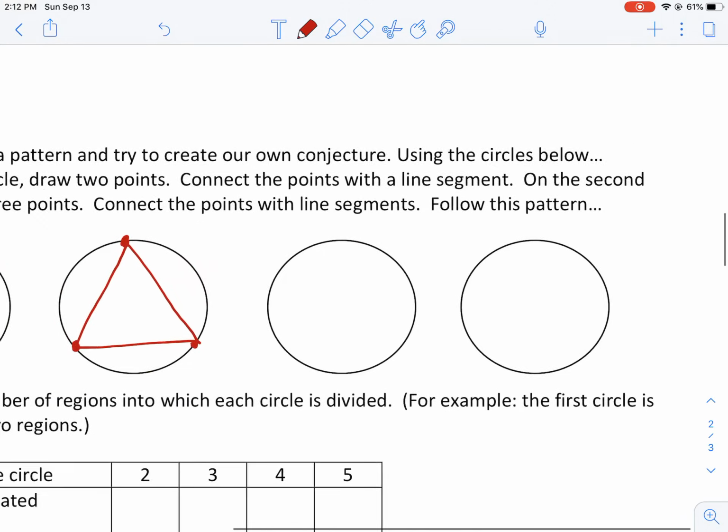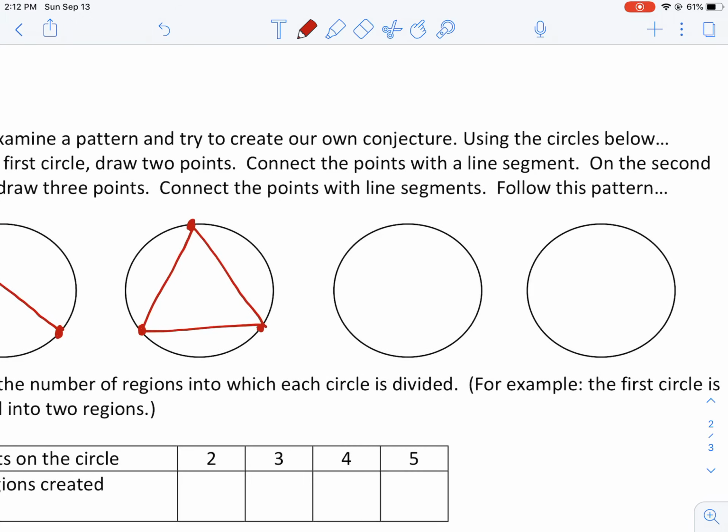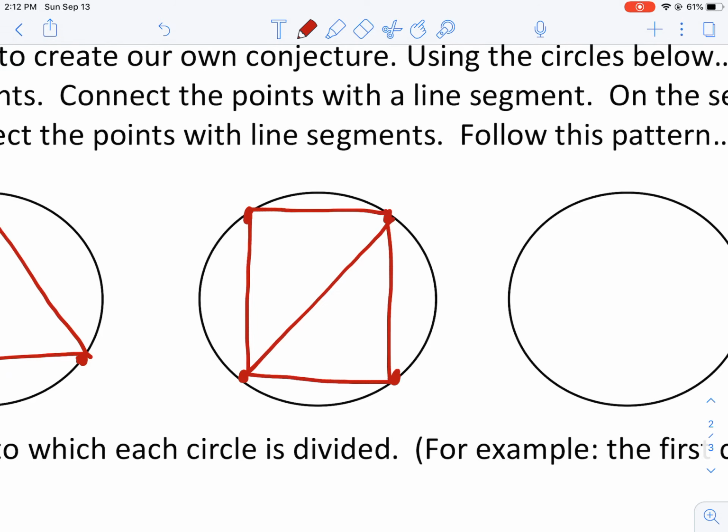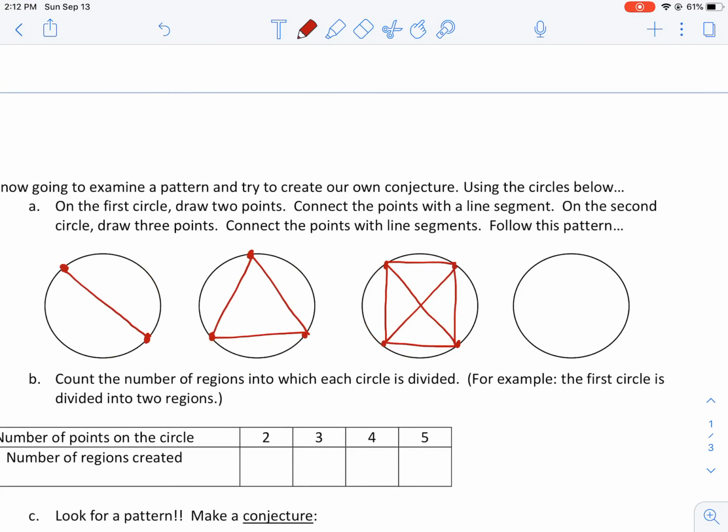Okay. Follow this pattern. So on the third one, on the next one, we are going to draw 4 points. And we're going to connect them all. Now don't forget about this one here, and we'll follow this pattern.